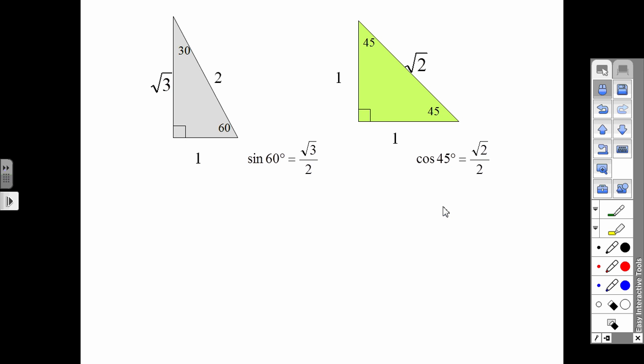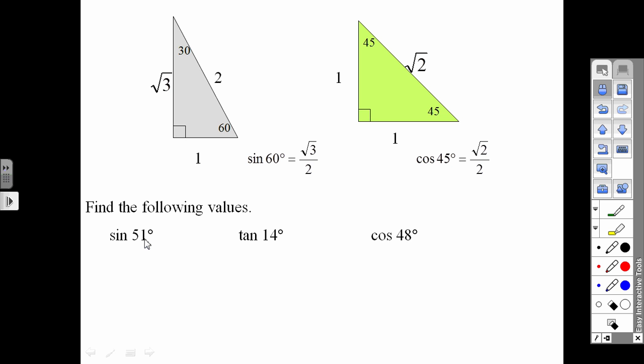Okay, so what happens if they want you to figure out the sine, cosine, or tangent of an angle that's not 30, 60, or 45 degrees? Well, this is where our calculators come into play. So if you guys all have a scientific calculator, you need to get it out. Or if you don't have a scientific calculator, you need to get one. And you'll know that it's a scientific calculator because it's going to have the sine, cosine, and tangent buttons up at the top somewhere.